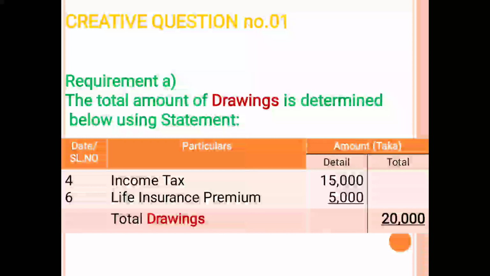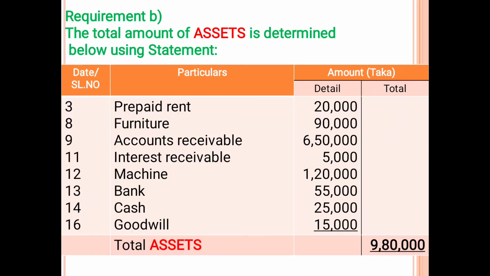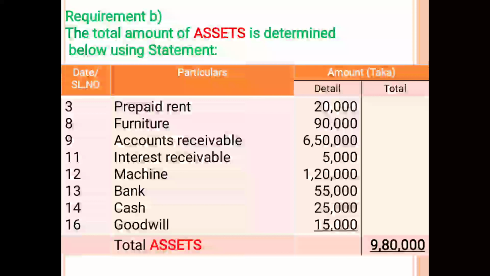Now we can go for the second requirement: determine the total amount of assets. You have already known from the previous lesson which items are related to assets. In this system, different types of assets are available, so we can see in my next slide. The total amount of assets is determined by using a statement.